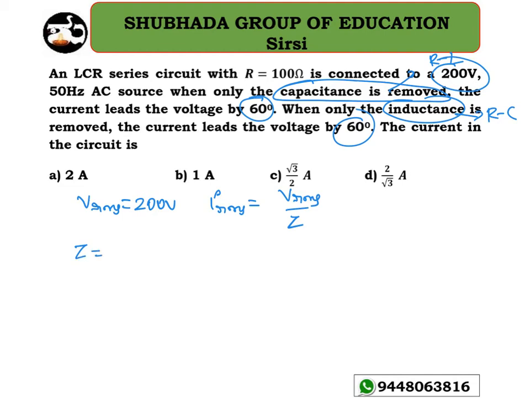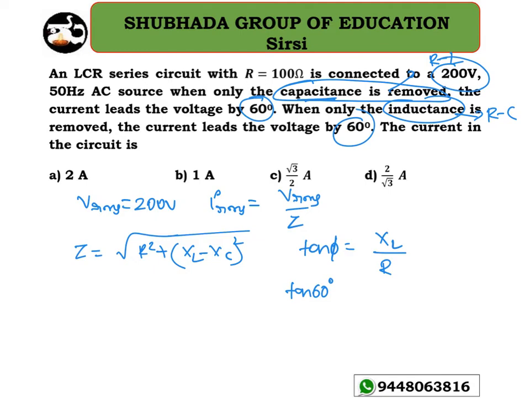You know that Z equal to square root of R square plus X_L minus X_C the whole square. Now use this condition: only the capacitance is removed. This will become an RL circuit, correct? In the RL circuit, you know that tan phi equal to X_L divided by R. So now tan 60 degree must be equal to X_L divided by R. Tan 60 is root 3, so root 3 times R must be equal to X_L.